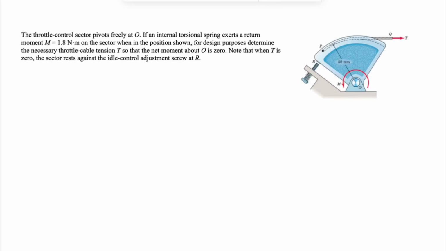Alright guys, we have another question from the second chapter of the Meriam textbook, Engineering Mechanics, and we have this throttle control sector that can pivot freely at point O. We know that the internal torsional spring exerts a return moment of 1.8 Newton meter, so we have the moment M in the question. So for design purposes, we need to determine the necessary throttle cable tension T so that the net moment about point O is 0.